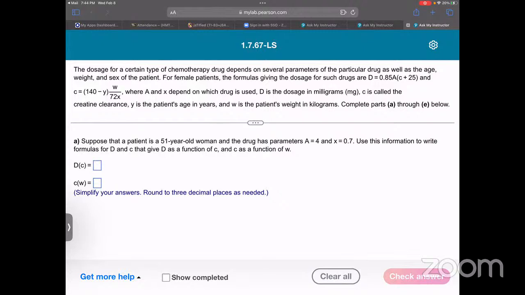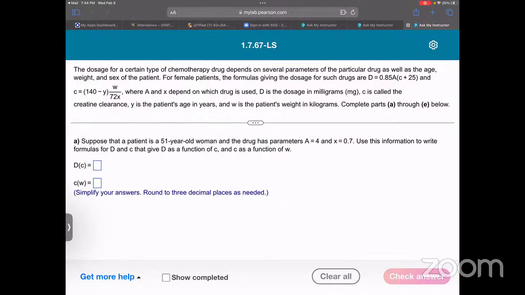Where A and X depend on which drug is used. Y is the patient's age in years. W, what is the A then? The dosage for a certain type of chemotherapy had several parameters: drugs, age, for female patients. Where A and X depend on which drug is used.